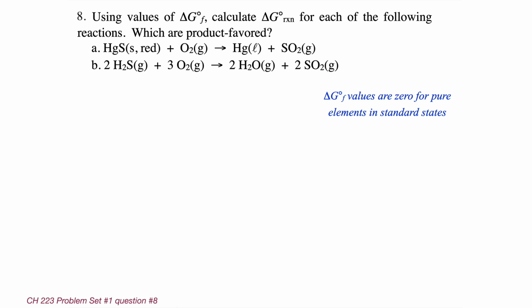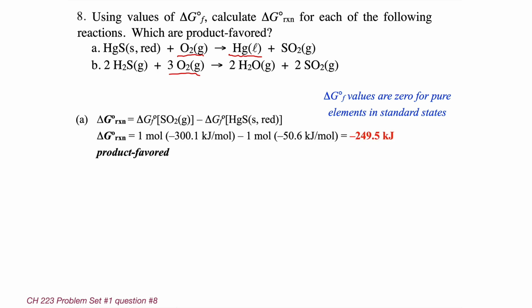Remember that the delta G of formation values will be 0 for the pure elements in their standard states. In this problem, that's going to be oxygen, because oxygen's naturally a gas. That's actually also mercury too. Mercury's natural state is a liquid. So if you do this, delta G for A, products minus reactants, ignore the mercury, ignore the oxygen, so it's SO2 minus HgS, excuse me.